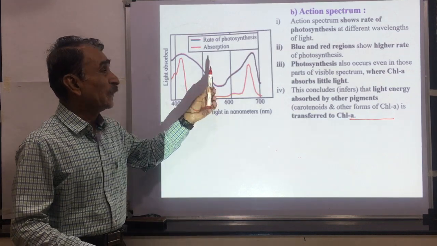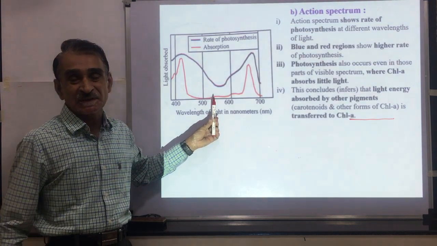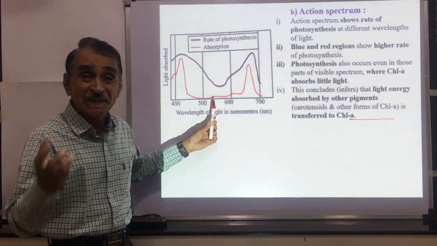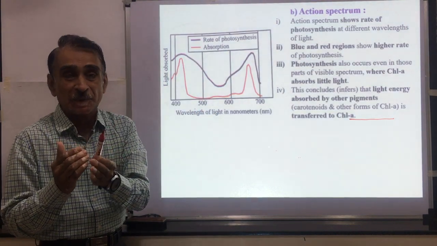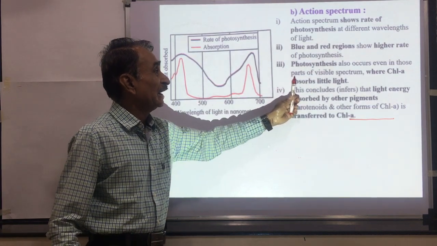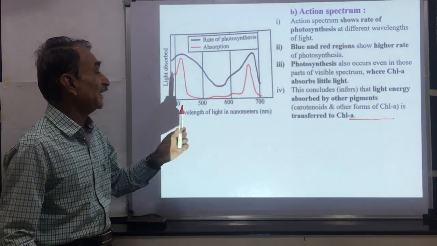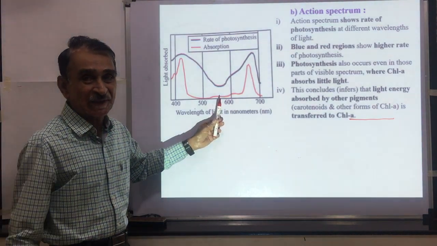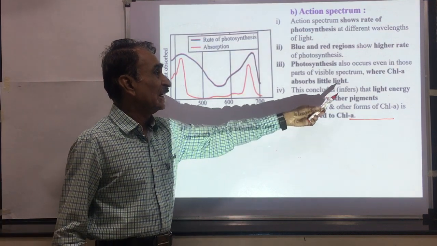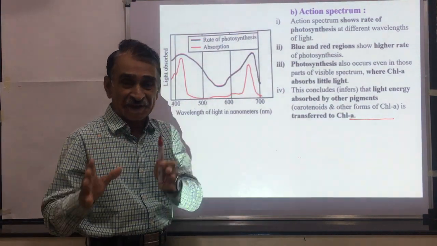ज्या भागामध्ये क्लोरोफिल मॉलिक्युल्स अतिशय कमी प्रमाणामध्ये लाईट एनर्जी ॲब्सॉर्ब करतात त्या भागामध्ये सुद्धा फोटोसिंथेसिस होतं. याचा अर्थ क्लोरोफिल सोडून इतर जे पिगमेंट्स आहेत ते पिगमेंट सुद्धा लाईट एनर्जी ॲब्सॉर्ब करतात आणि फोटोसिंथेसिस सुरू राहते. Here photosynthesis also occurs even in those parts of the spectrum where chlorophyll A absorbs little light. ज्या भागामध्ये क्लोरोफिल ए अतिशय कमी प्रमाणामध्ये लाईट एनर्जी ॲब्सॉर्ब केली जाते त्या भागामध्ये सुद्धा फोटोसिंथेसिस होत असतं. This concludes that light energy is absorbed by other pigments. It means that other pigments also absorb the light energy.